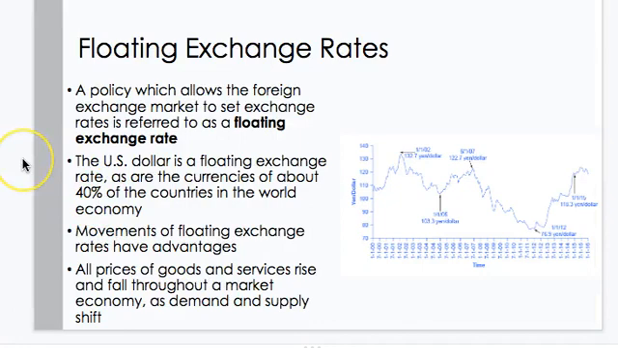Floating exchange rates. A policy which allows the foreign exchange market to set rates is referred to as a floating exchange rate. The US dollar is a floating exchange rate, as are the currencies of about 40% of the countries in the world. Movements of floating exchange rates have advantages. All prices of goods and services rise and fall throughout a market economy as demand and supply shift.